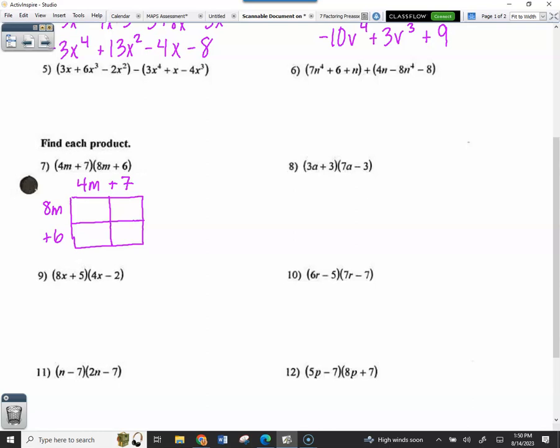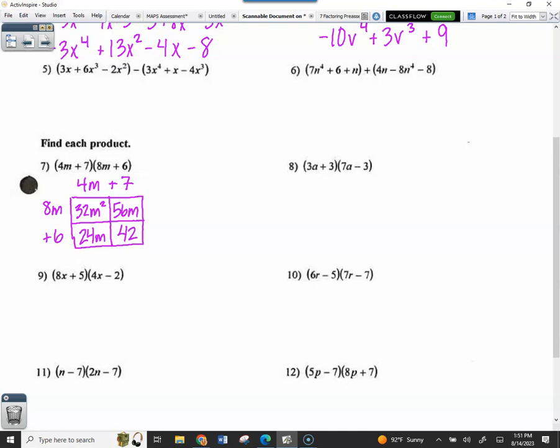The box method is helpful to organize your work. If sometimes your work gets chaotic and then that causes confusion, you are now going to multiply by just taking your eyes or your fingers and just saying to yourself, 8m times 4m is 32m squared. Then 8m times 7 is 56m. 4m times 6 is 24m. 6 times 7 is 42.